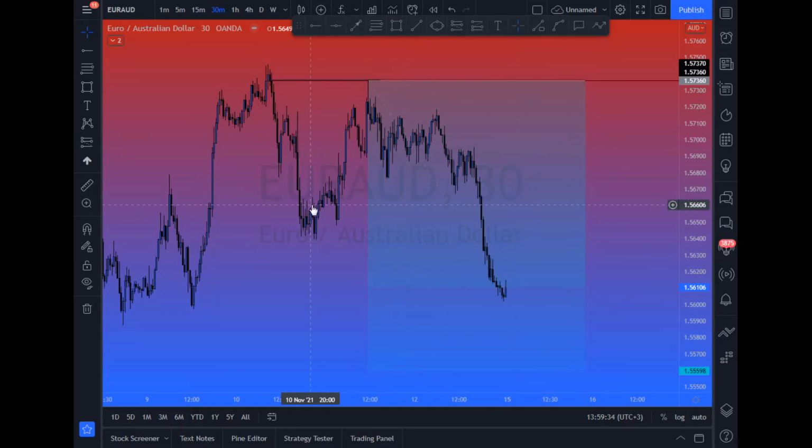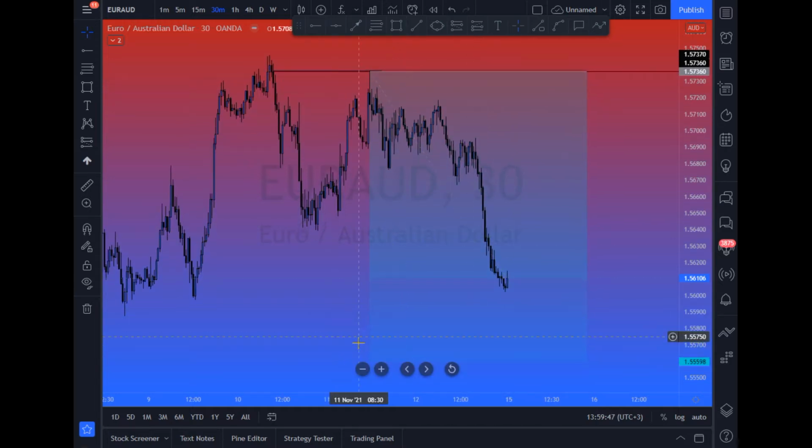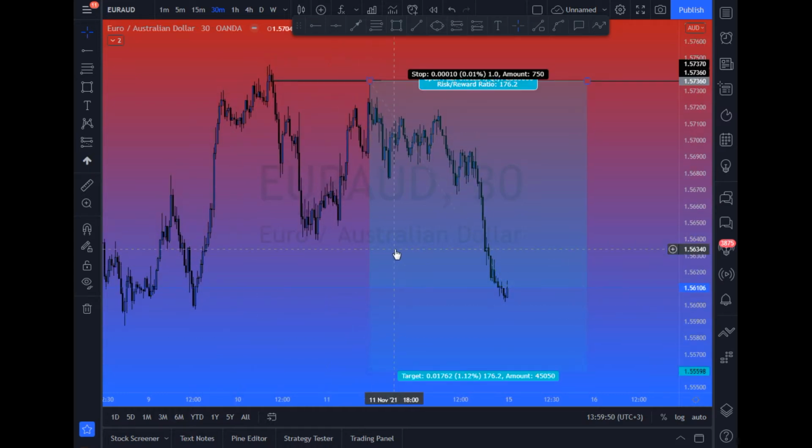Okay, so today I'd like us to talk about how I took this trade that is currently running at 1 is to 150-something, but we're aiming for a 1 is to 176 risk to reward ratio.